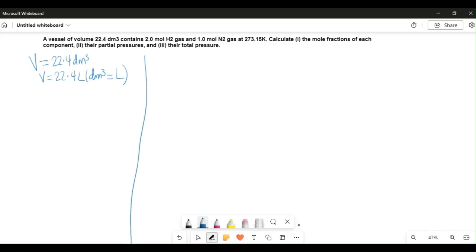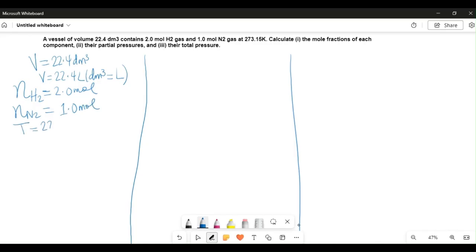I'm going to make this a column of its own, another column. Then they told you the number of moles of H2 gas is 2.0 mole, and the number of moles of N2 gas is, I apologize, 1.0 mole. I need to write the information out so there's no mistake whatsoever. And then you have the temperature, 273.15 Kelvin. You're asked to determine the mole fraction of each component, so the mole fraction of each one of the gases, both the N2 gas and the H2 gas.